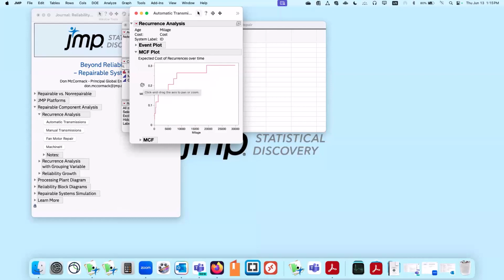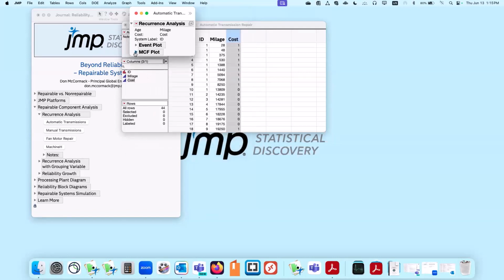The MCF, the mean cumulative function plot, is another plot that's commonly used in repairable system reliability, and that's just counting the mean number of repairs that occurred as a function of the usage variable. In this case, it's mileage.